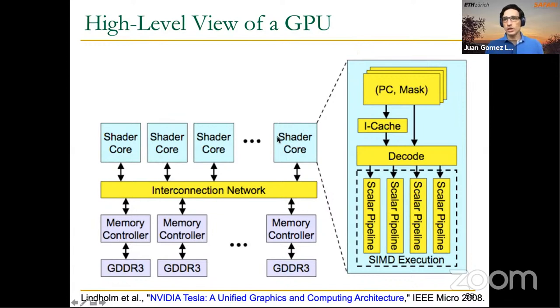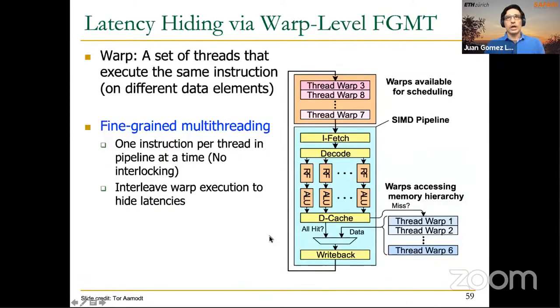We typically call them shader cores or also GPU cores inside the whole GPU. And these different shader or GPU cores can access memory through an interconnection network and the different memory controllers. As we said, instructions from different warps are executed in a fine-grained multi-threaded manner onto the pipeline. You have a slightly more detailed pipeline here: instruction fetch, decode, then we go to the register file for each of these lanes. We have the part of the register file that corresponds to the thread that is going to run on this lane, and then ALUs, and at some point we will also have to access data from memory.